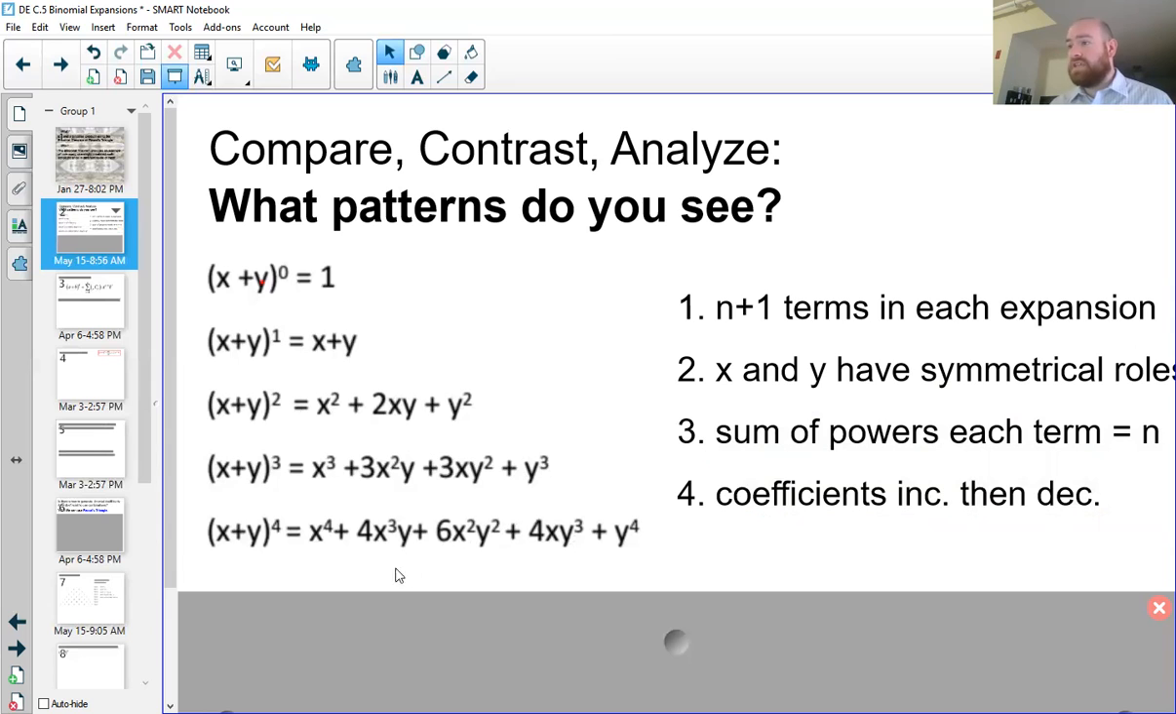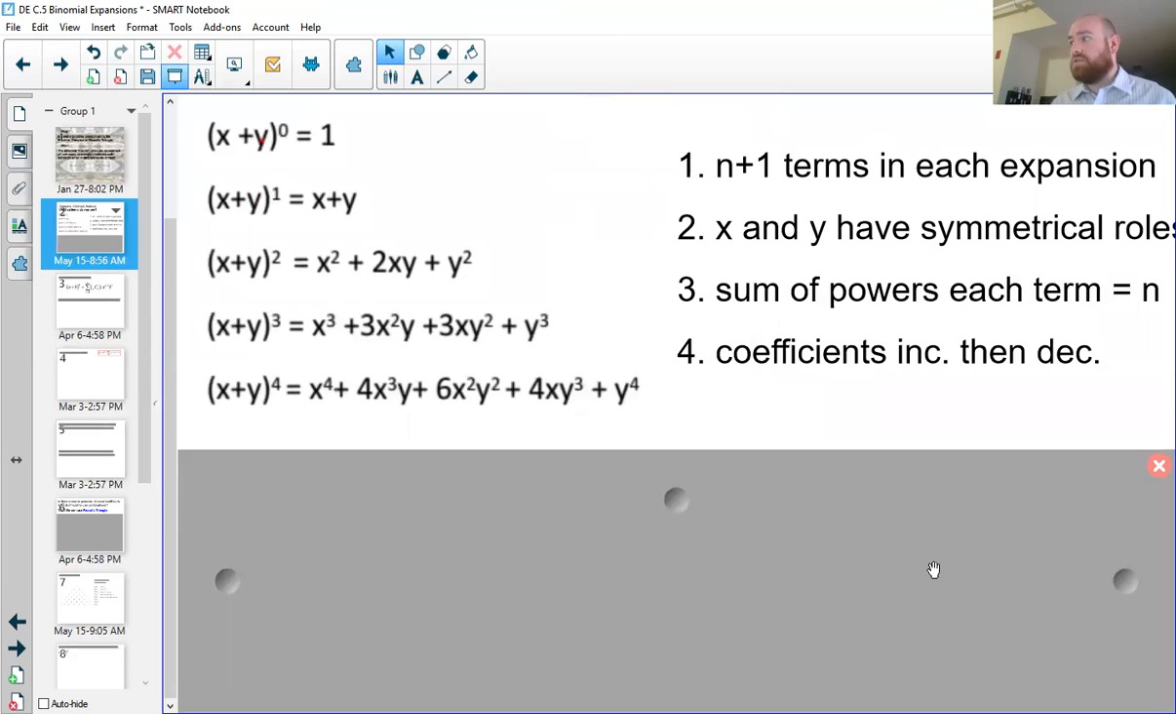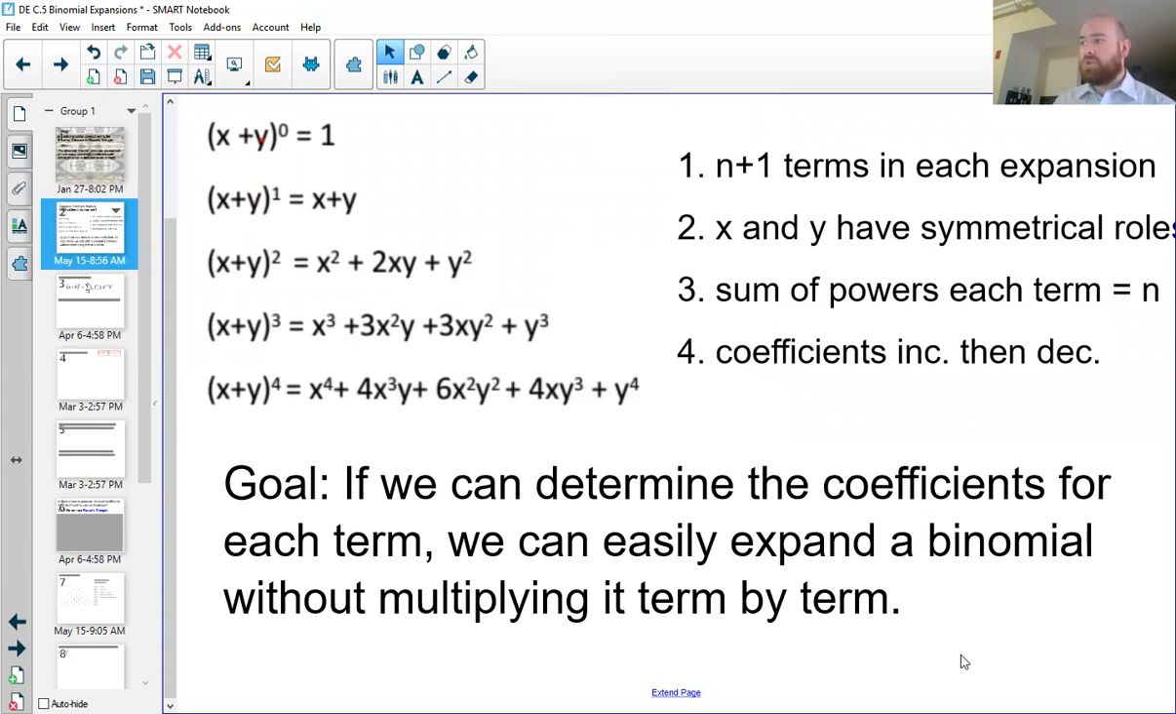The coefficients increase and then decrease. So it goes 1, 2, 1, 1, 3, 3, 1, 1, 4, 6, 4, 1. And so we see that they increase and then decrease. And so our goal is, if we can determine the coefficients for each term, we can more easily expand a binomial without multiplying it term by term. If we're multiplying something squared, that's not very challenging. But if we double that and then double it again, it becomes incredibly time-consuming and tedious.